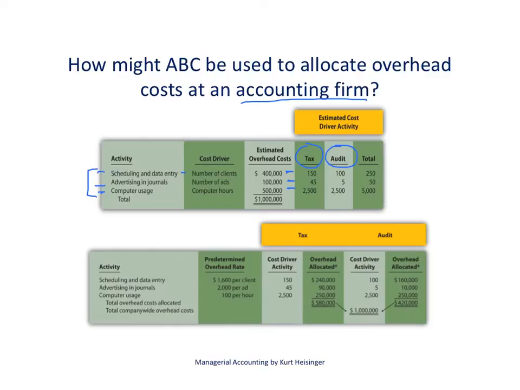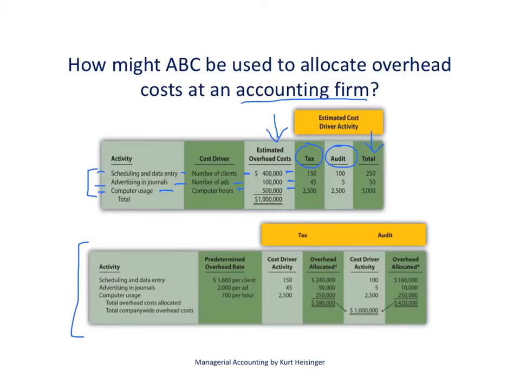So the number of clients will drive the costs associated with the scheduling and data entry for each client. The number of ads drives the costs related to the advertising in journals, and computer hours drives the costs related to computer usage. Now what we're going to do, given this information, is to take the estimated overhead costs. This should sound familiar now. It's establishing the predetermined overhead rate. We're going to take the estimated overhead costs and divide that, for each activity, by the total estimated activity in the allocation base. This bottom chart is just a continuation of the top chart.